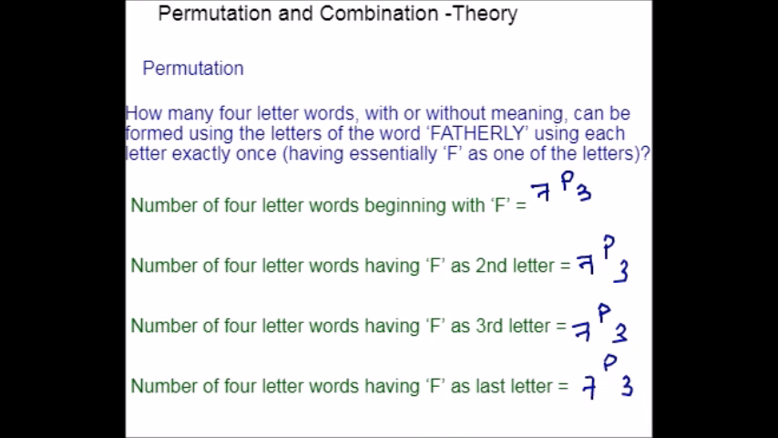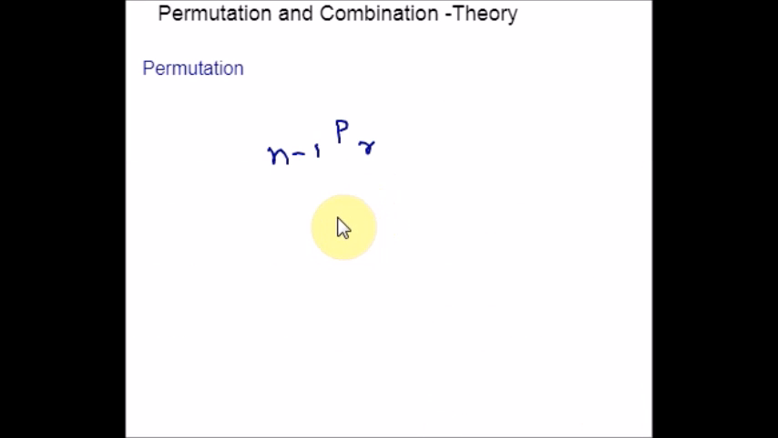Okay, let us generalize the formula. Permutation of n distinct objects taken r at a time, where a particular object is never taken, is n minus 1 P r. Here one particular object out of n given objects is never taken. So we have to find the number of ways in which r places can be filled in with n minus 1 distinct objects. Clearly the number of arrangements would be n minus 1 P r, as we did in the previous problem.